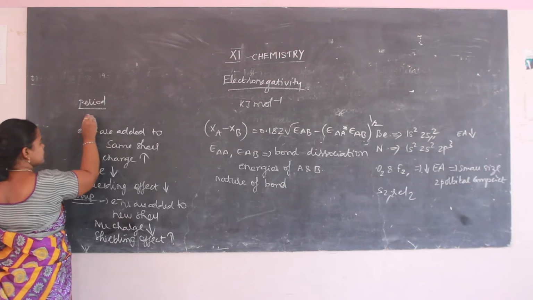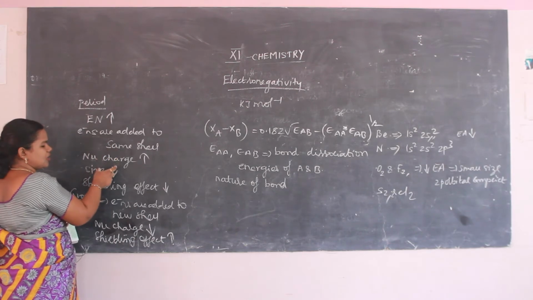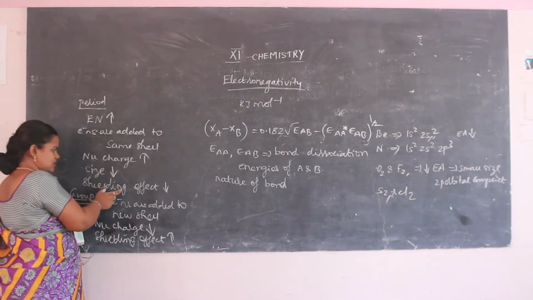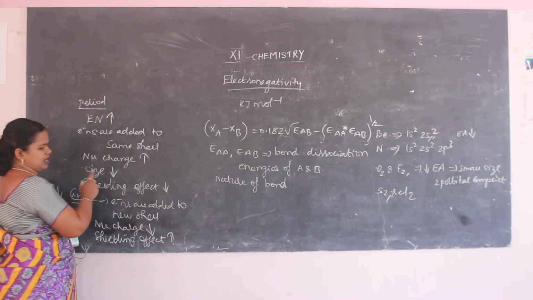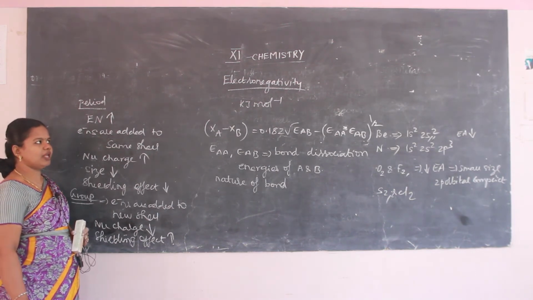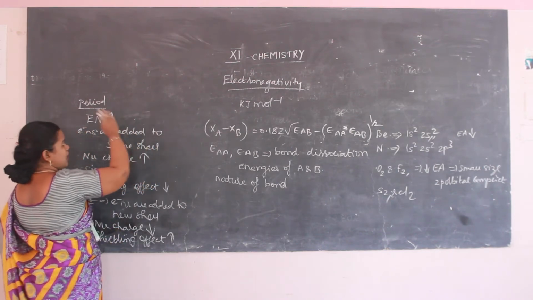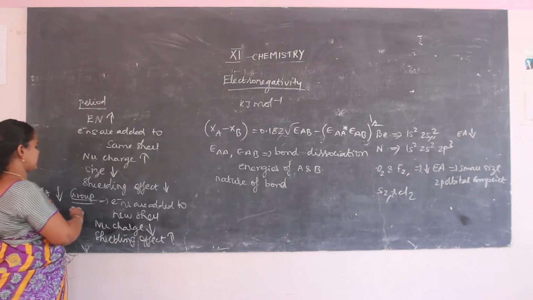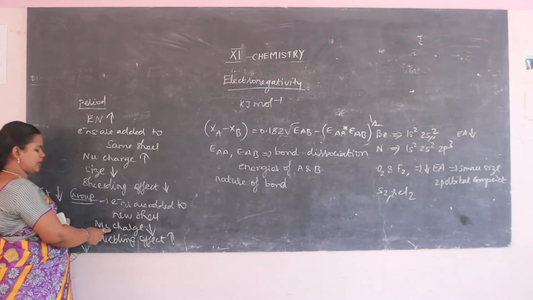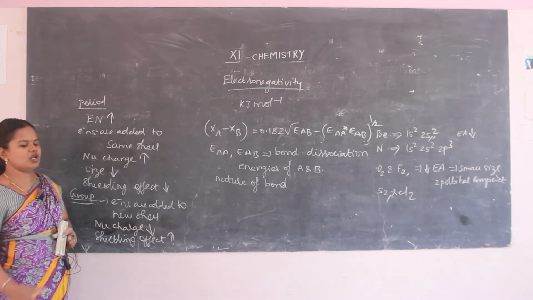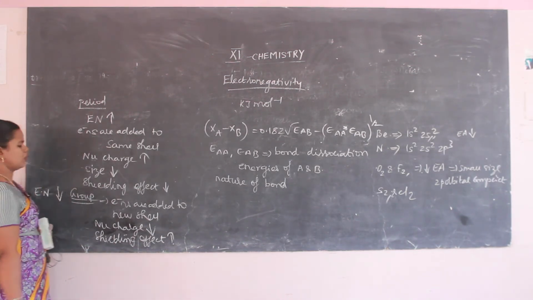Now, the electronegativity in a period increases. The same reason: since the electrons are added to the same shell, nuclear charge increases, the size decreases and the shielding effect decreases, so the electronegativity will increase in a period. Whereas in a group the electronegativity decreases, because electrons are added to a new shell, nuclear charge decreases and shielding effect increases.